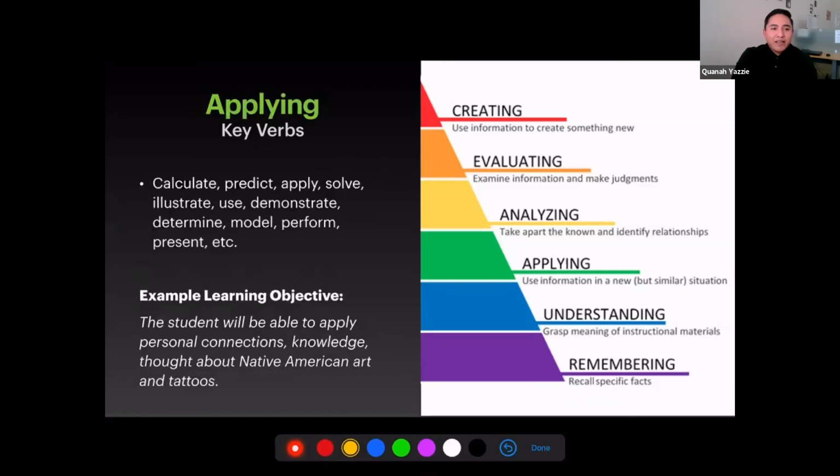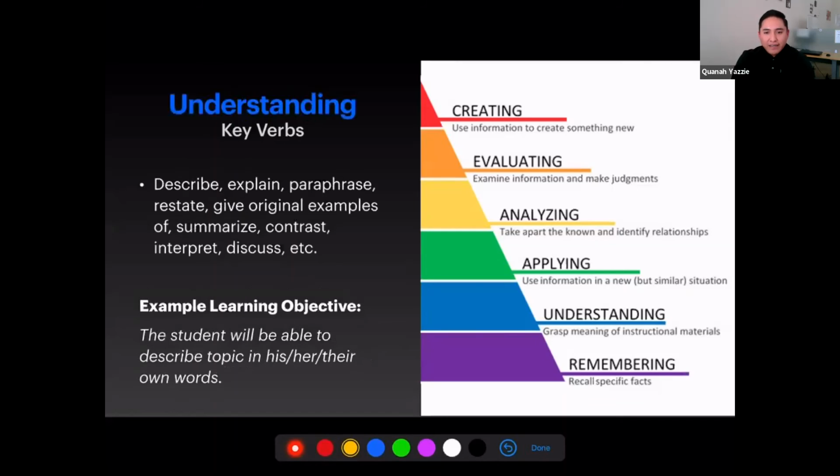And the fourth one is applying. Key verbs here: calculate, predict, apply, solve, illustrate, use, demonstrate, determine, model, perform, present, etc. So you're using the information in a new situation. You're applying it to your own personal knowledge, or, just like applied sciences, you're applying it to research. You're actually putting it into action. So the student will be able to apply personal connections, knowledge, and thought about Native American art and tattoos. That's the overall goal from an instructor's perspective.